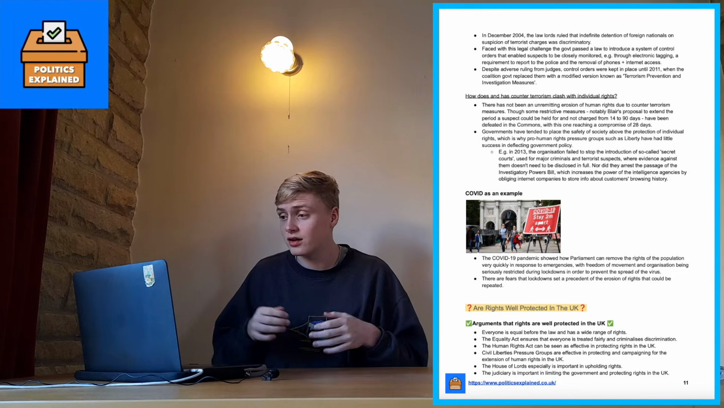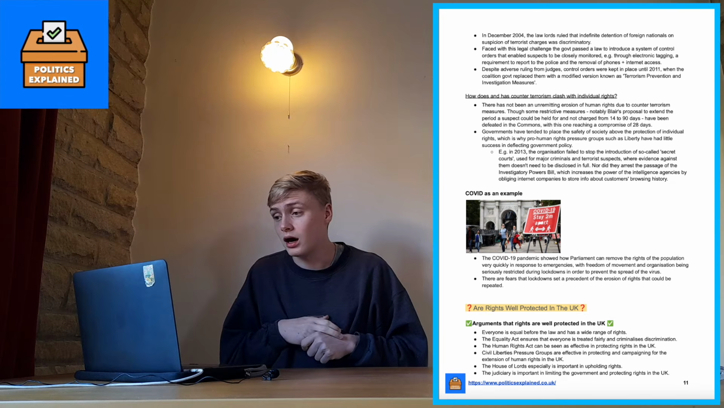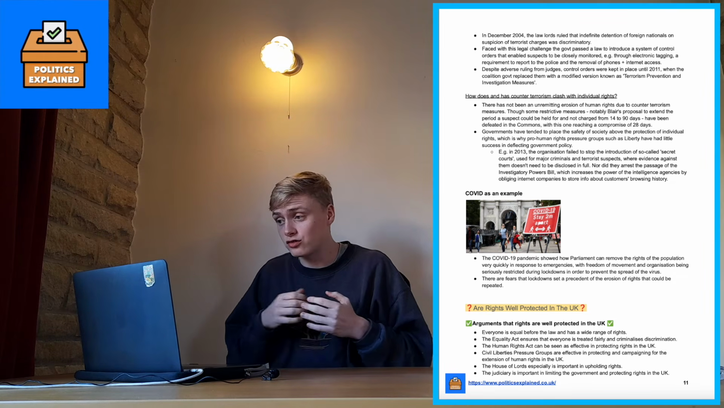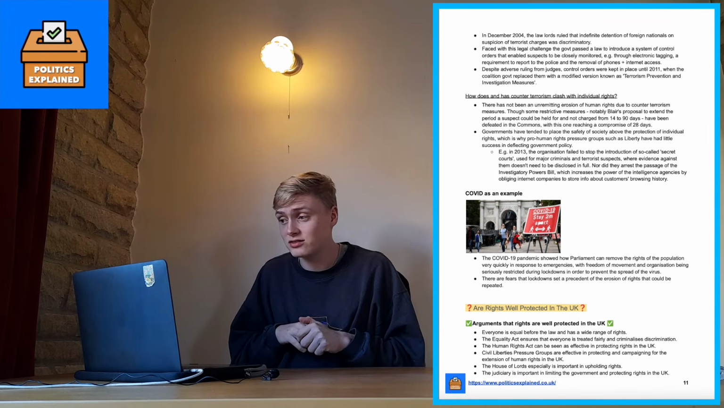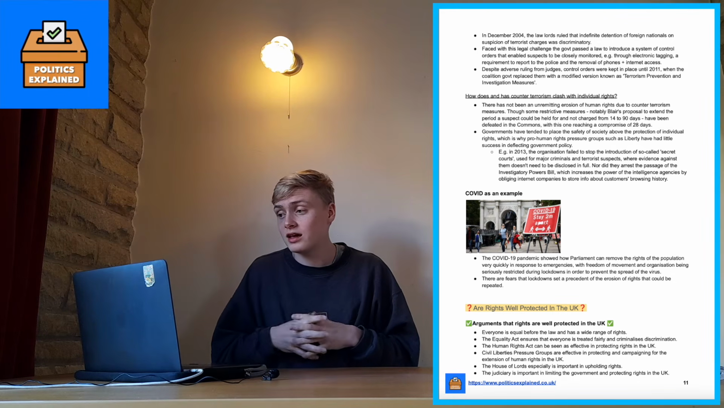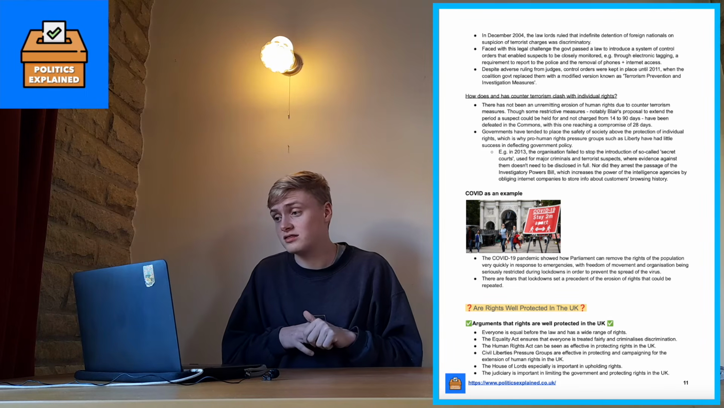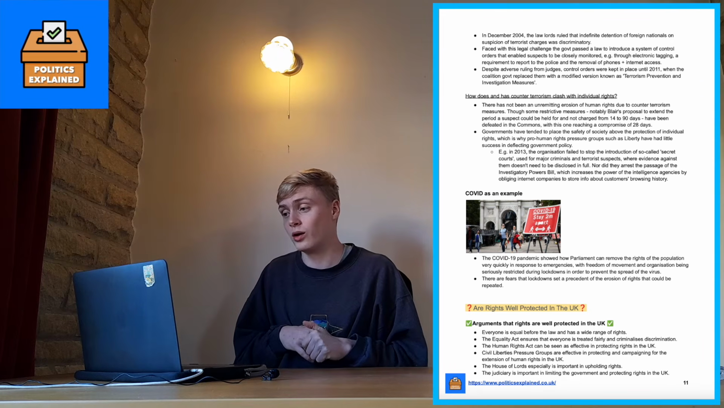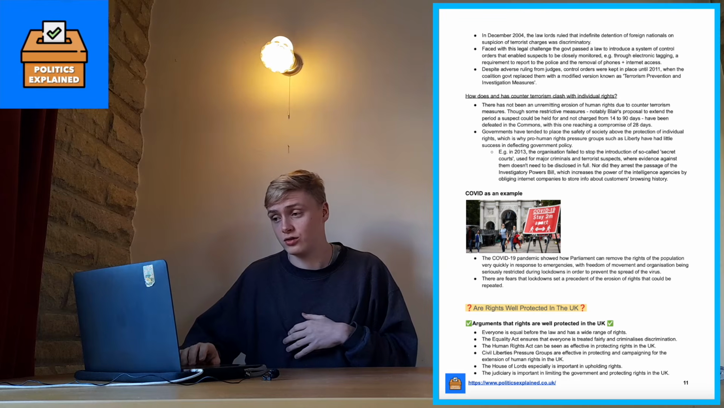For example, in 2013, the human rights group Liberty had very little success in deflecting government policy. They failed to stop the introduction of so-called secret courts used for major criminals and terrorist suspects, where evidence against them doesn't need to be disclosed in full, and nor did they arrest the passage of the Investigatory Powers Bill, which I mentioned earlier, which increased the power of the intelligence agencies by obligating internet companies to store information about customers' browsing history. So electronic surveillance is a key issue there.